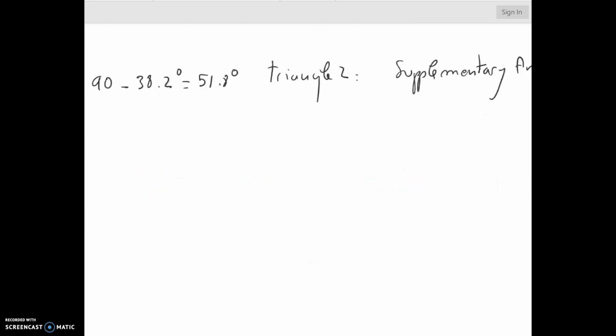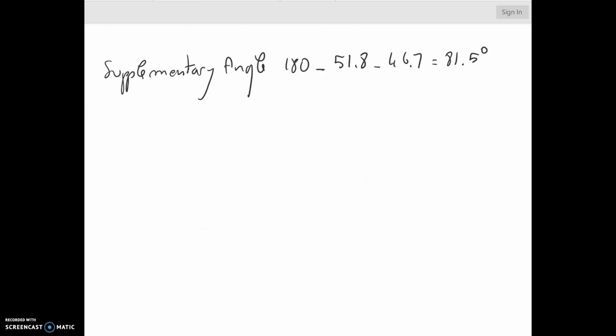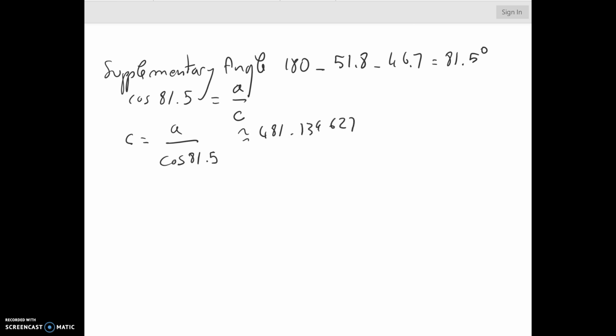I can calculate the sine of this angle, the cosine of this angle, and the cosine of 81.5 degrees is going to be equal to A divided by C. So C is going to be equal to A divided by the cosine of 81.5 degrees, which is going to be around 481.139627 feet.